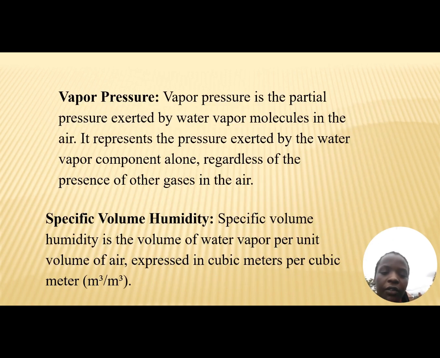Let's continue with the vapor pressure. Vapor pressure is the partial pressure exerted by water vapor molecules in the air. It represents the pressure exerted by the water vapor component alone, regardless of the presence of other gases in the air. And specific volume humidity is the volume of water vapor per unit volume of air, and it is expressed in cubic meters per cubic meter.